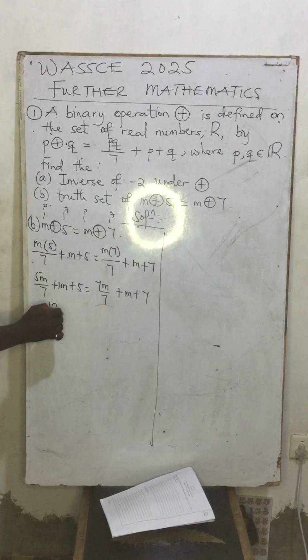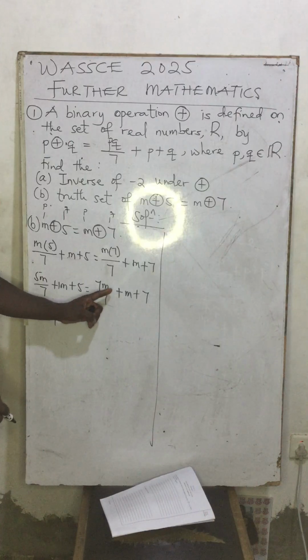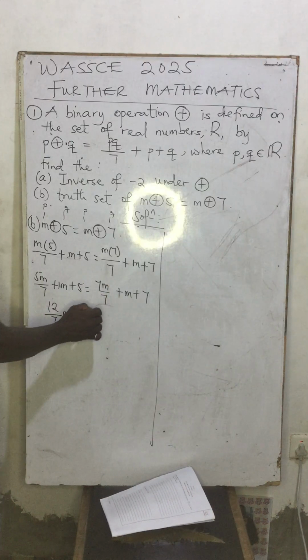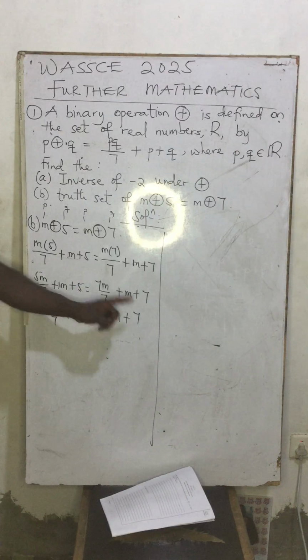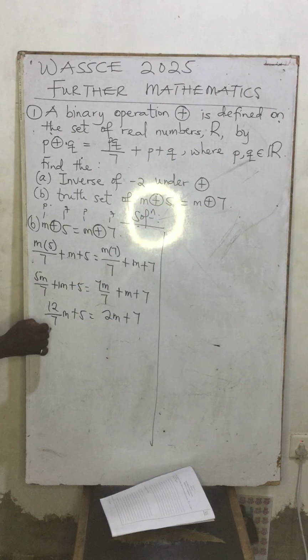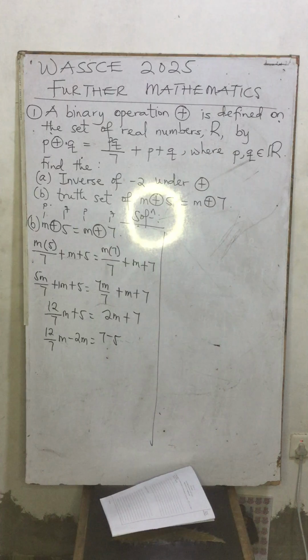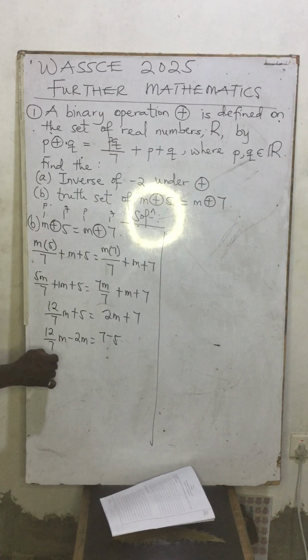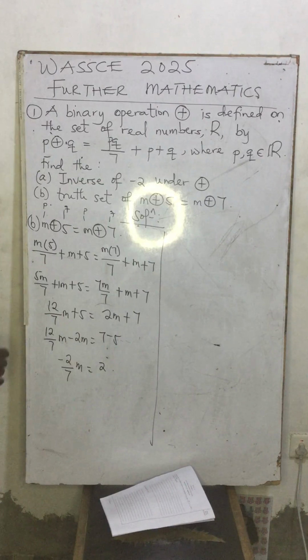So we have 12 over 7M plus 5 equals, this one will cancel, so we have only M, and M plus M is just 2M plus 7. We still group like terms. 2M to the left hand side, we have negative. Positive 5 to the right hand side, we also have negative. So 12 over 7M minus 2M equals 7 minus 5. Now 7 times 2 is 14. 12 minus 14 is just -2 over 7M equals 7 minus 5 is just 2.